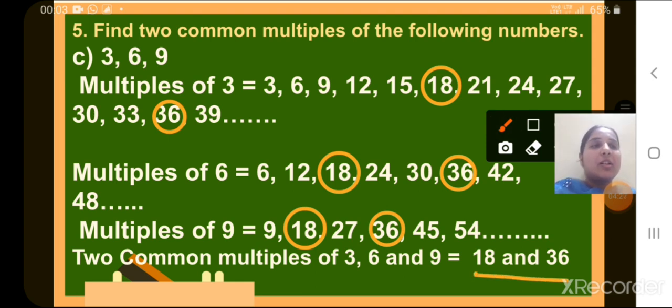Okay? So children, in this way you will practice, you will note down all these questions in your maths notebook classwork, and you will practice these questions. Okay?